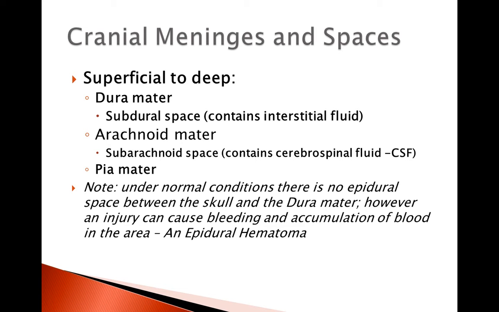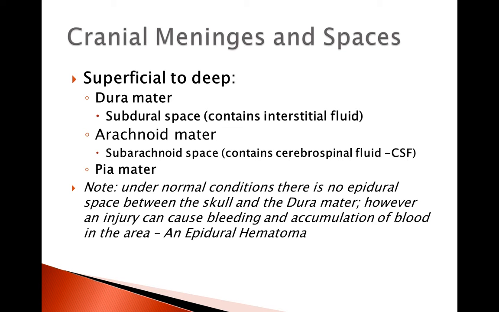Under that is the subdural space, which contains interstitial fluid. Below that is the arachnoid mater, and that's the next layer. It's a much thinner layer, and below that is the subarachnoid space, which contains the cerebrospinal fluid. And then the pia mater is the very thin innermost layer that lays over the brain tissue itself.